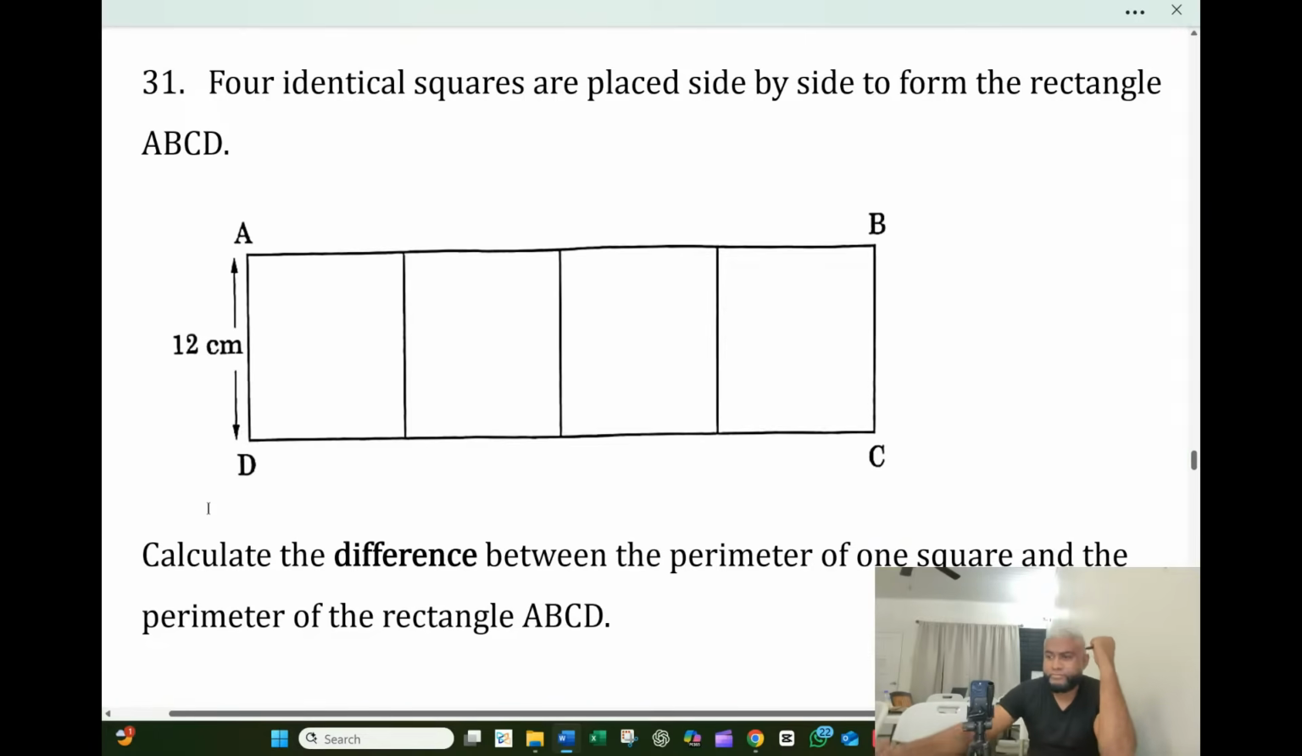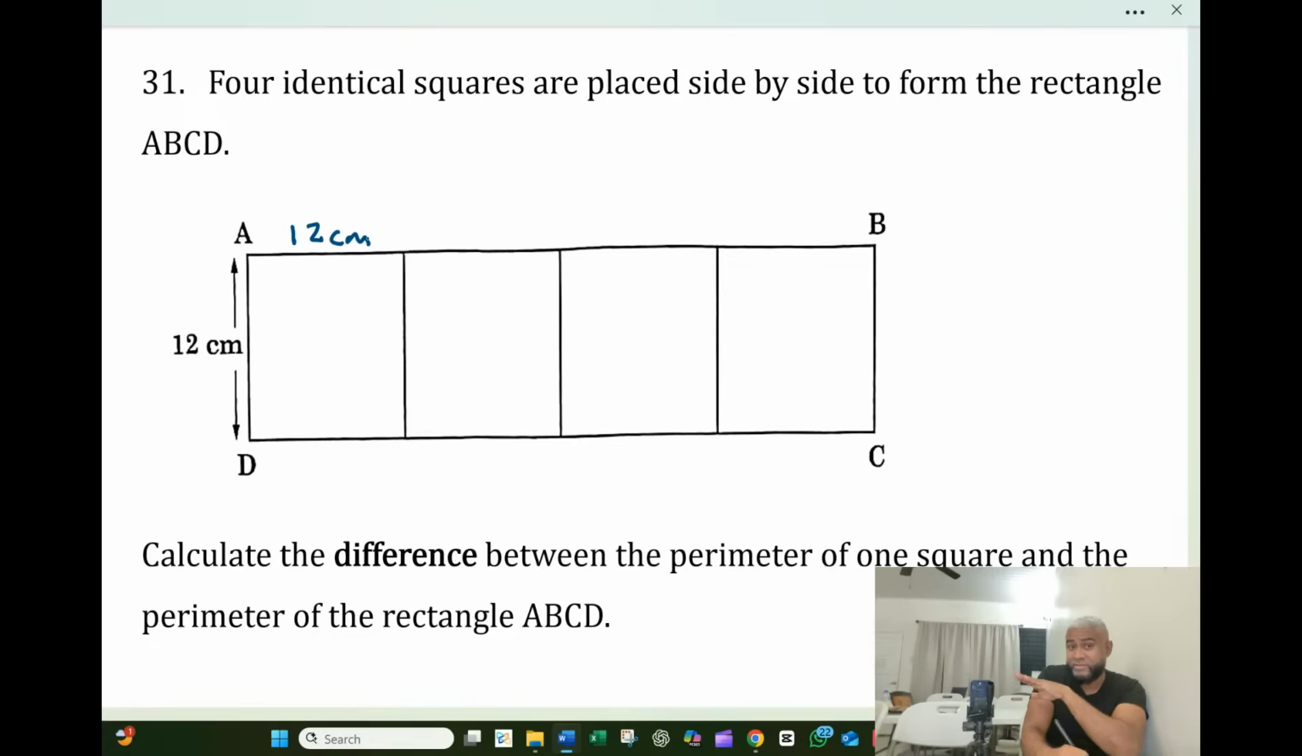Right, there we go. I never left too long for that question. Four identical squares are placed side by side to form the rectangle ABCD. Calculate the difference between the perimeter of one square and the perimeter of the entire rectangle. Let me indicate that here is 12 centimeters because it is four identical squares: 12 cm, 12 cm, 12 cm.